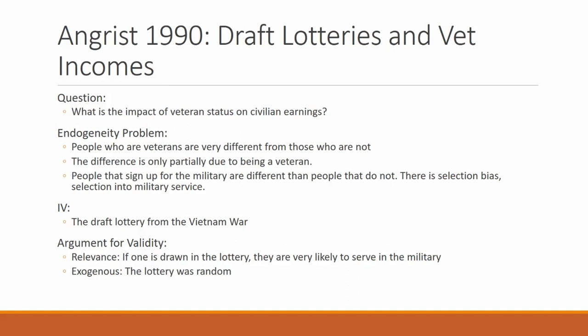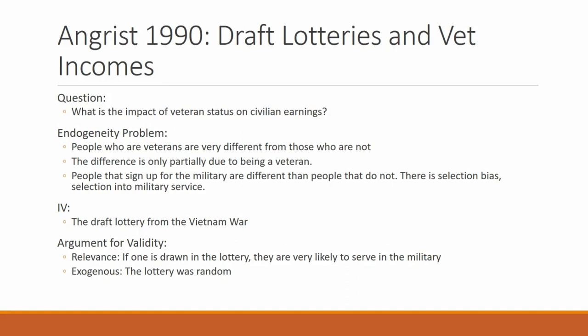Okay, so then, the naive approach might be to run a regression where we just simply regress people's earnings on their veteran status. So it equals one if they're a veteran, if they served in the military, and zero if they didn't. The problem is that the veteran status is going to have tremendous endogeneity. People that serve in the military are probably going to be very different from people that don't serve in the military. And so there's probably going to be horrible omitted variable bias. And so we can't simply just run the naive model. We've got to come up with some other source of variation.